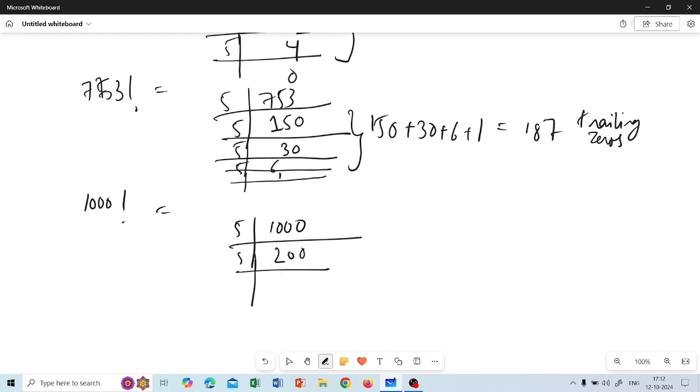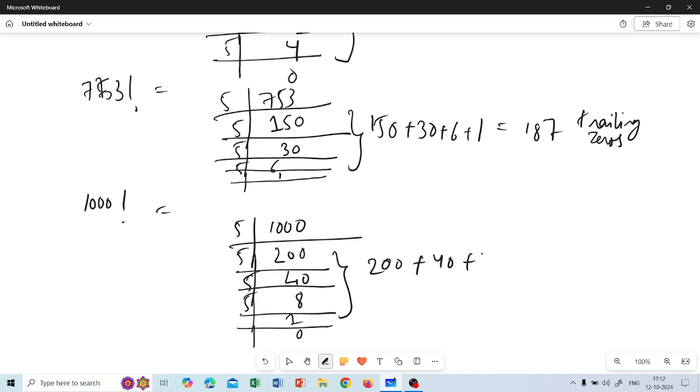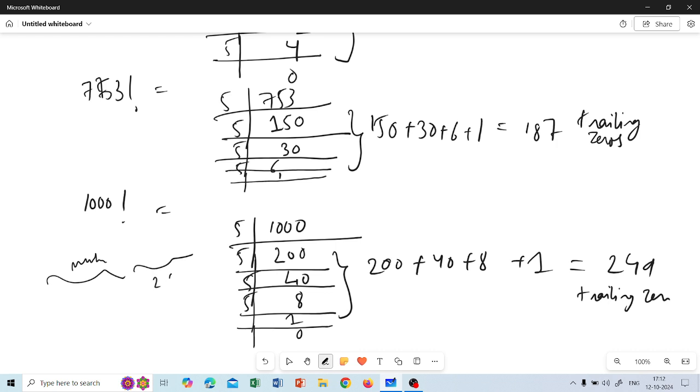200 5s are 1000, 40 5s are 200. Similarly, I take 5 into 8, 5 into 1 is 5, so that's all 0. Add all: 200 plus 40 plus 8 plus 1, so 249 zeros are there. So 249 trailing zeros. I hope the trailing zeros is clear. There is some number, and here there are 249 zeros at the end. These numbers end with 249 zeros.